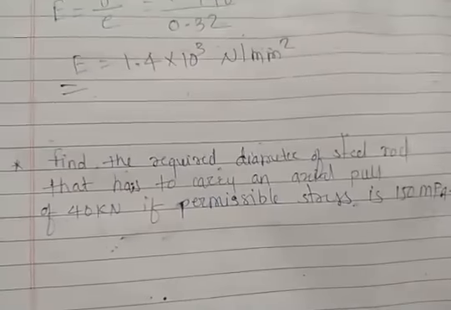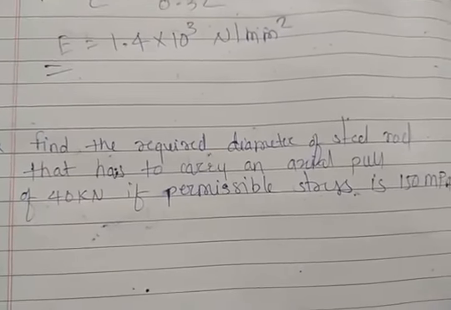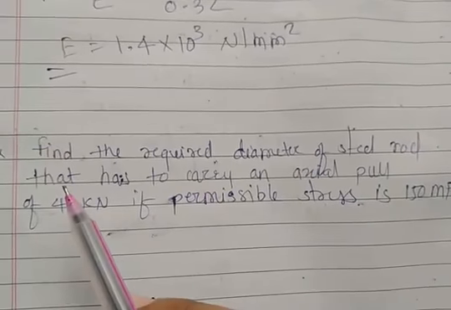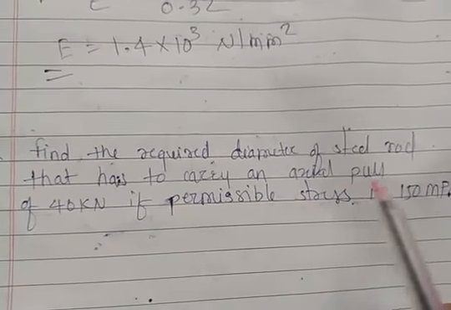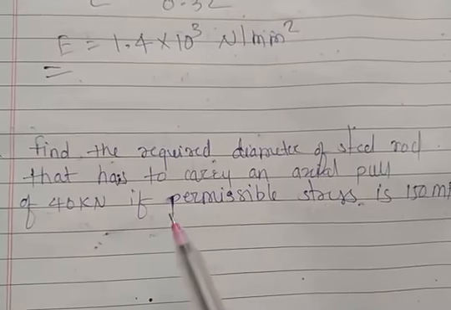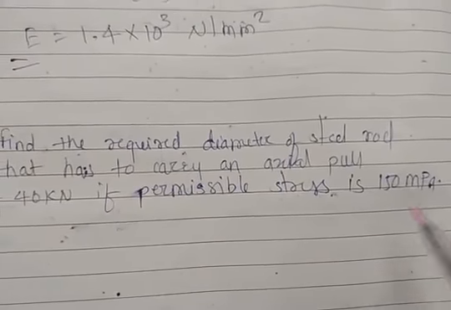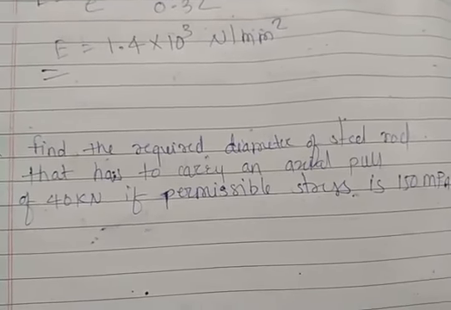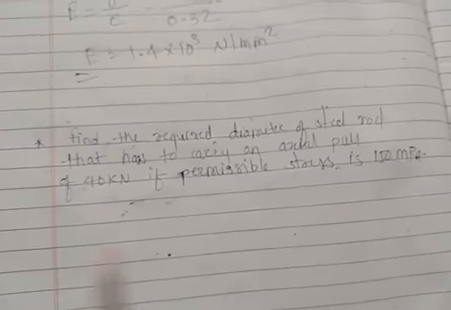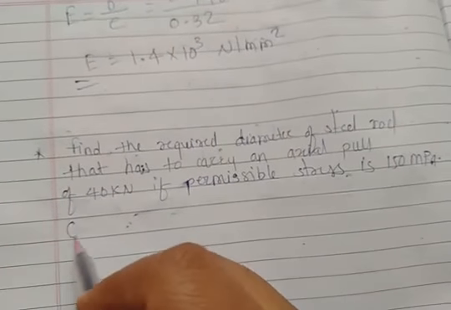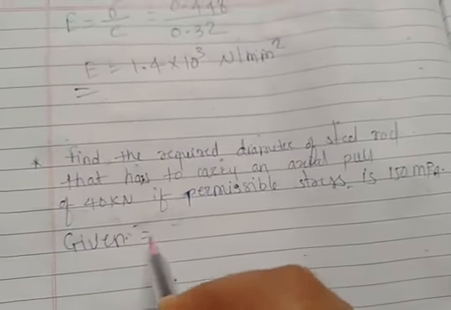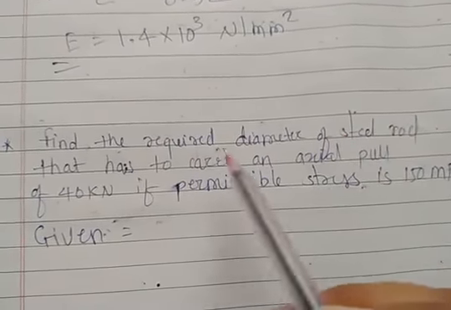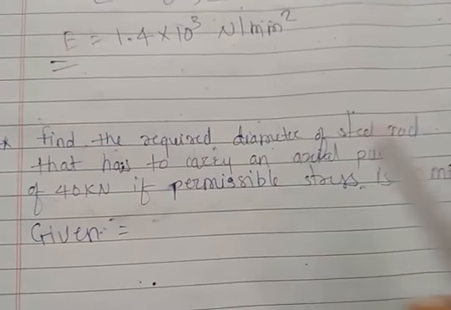Now we discuss one more numerical. Find the required diameter of steel rod that has to carry an axial pull of 40 kilonewton if permissible stress is 150 megapascal. This is a very simple numerical. First we will write down the given things. What terms are given here? Find the required diameter of steel rod, so the diameter of the steel rod we have to calculate.